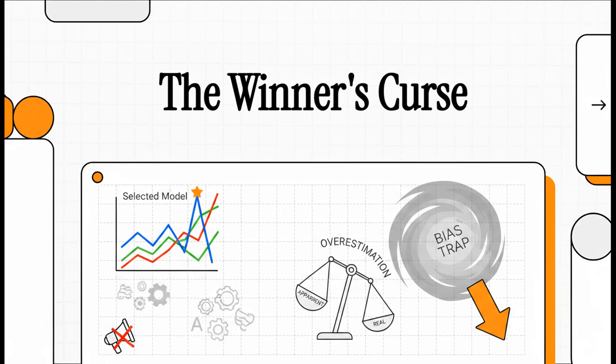Have you ever trained a machine learning model that looked absolutely perfect on paper, just flawless, only to watch it completely fall apart in the real world? Well, the problem might not have been your model at all. It might have been a really subtle but powerful statistical trap called the winner's curse, a bias that can trick you into thinking your results are way, way better than they actually are.